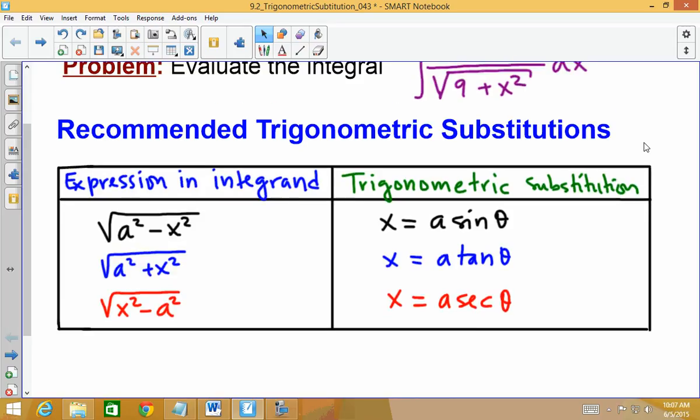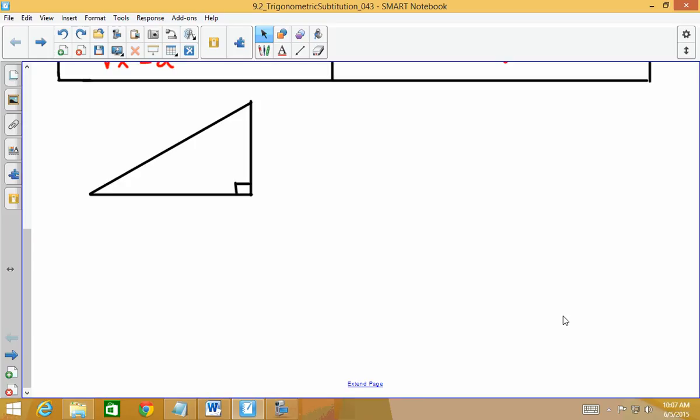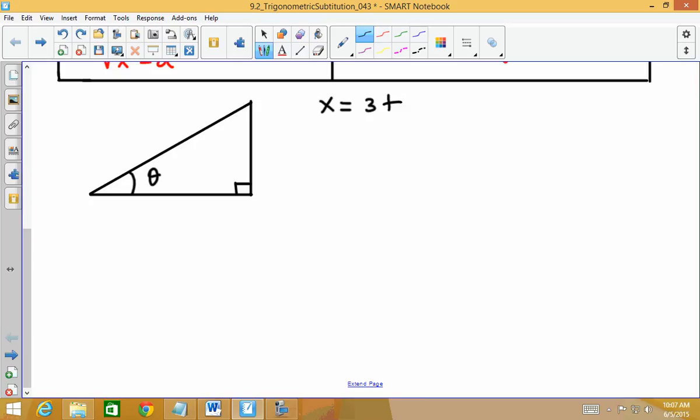Our a squared is 9, so a is 3. We assume that a is positive. Here we are going to use a right triangle. This is our theta, and we said x is equal to 3 tangent theta. It means that tangent theta is x over 3. Remember, tangent is opposite over adjacent. So the opposite here is x, the adjacent is 3.